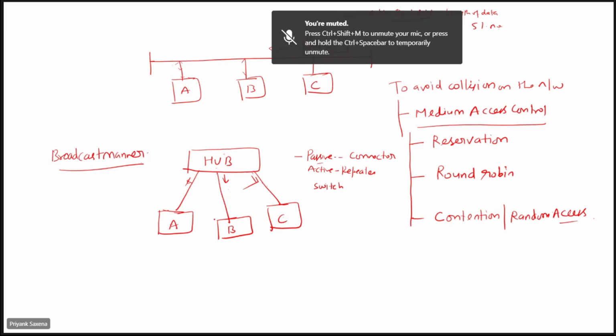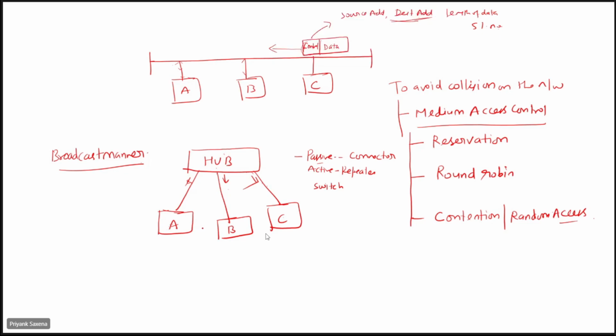So the transmission was intended for station C, but it was also received by station B, right? There can be two issues other than that. The failure of this hub will completely stop the communication.